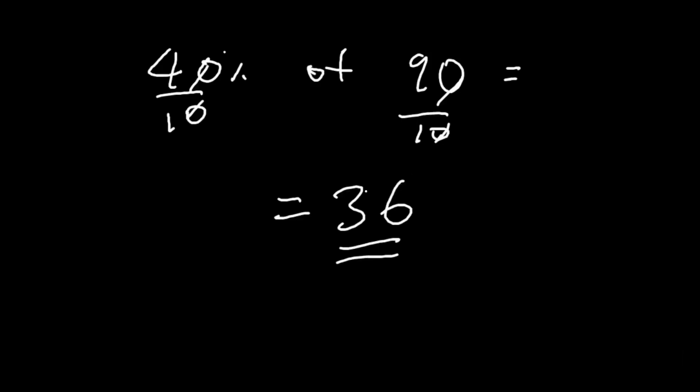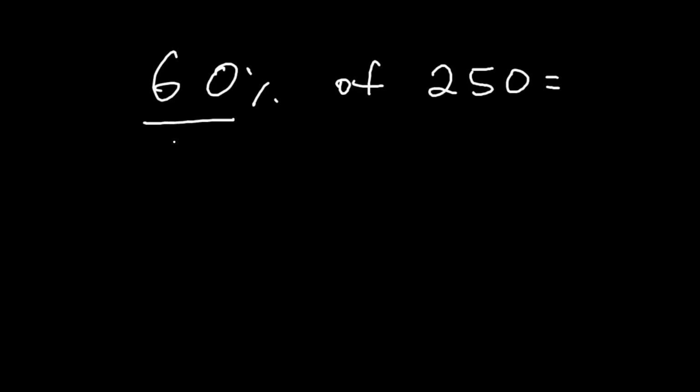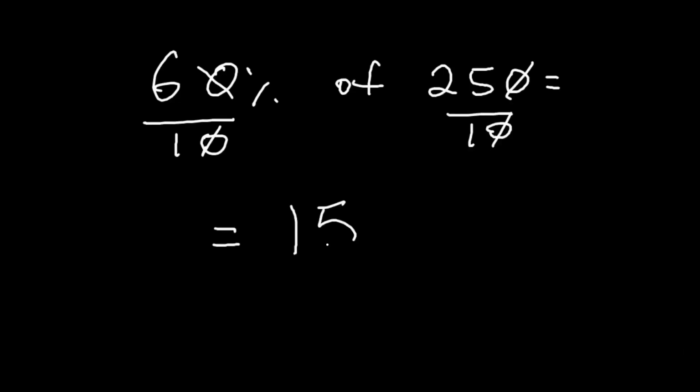Let's do a couple more. 60% of 250. 5, 4, 3, 2, 1, 0. Let's see if you got the same answer. I'll just use 10 because it's easier to cancel out the zeros. And if you multiply 25 times 6, it should have given you a total of 150.